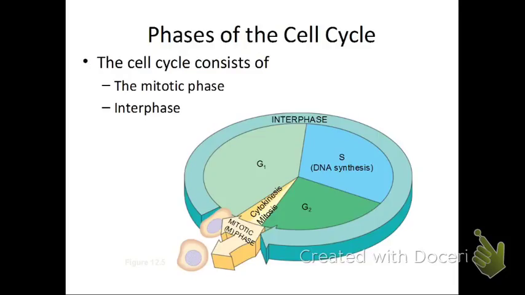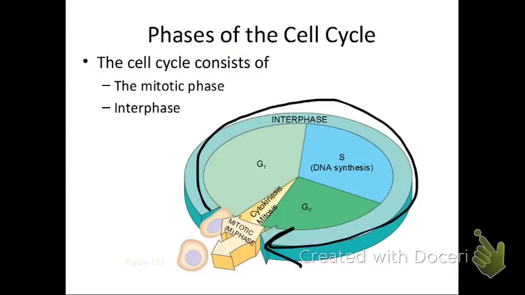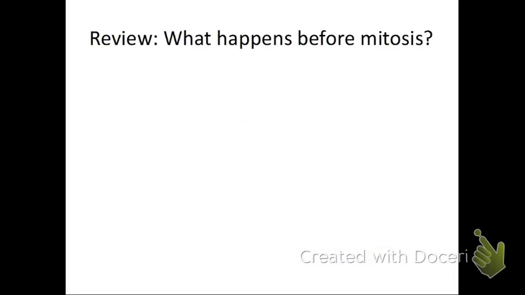Before we go into mitosis, I want to cover the cell cycle again and note that there's two main phases of the cell life cycle: interphase, where the cell develops and prepares for mitosis, and mitosis, where the cell will actually duplicate into two cells.